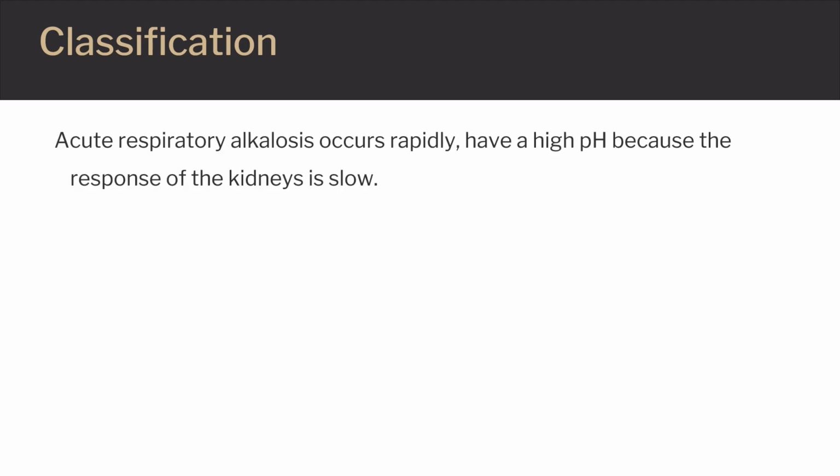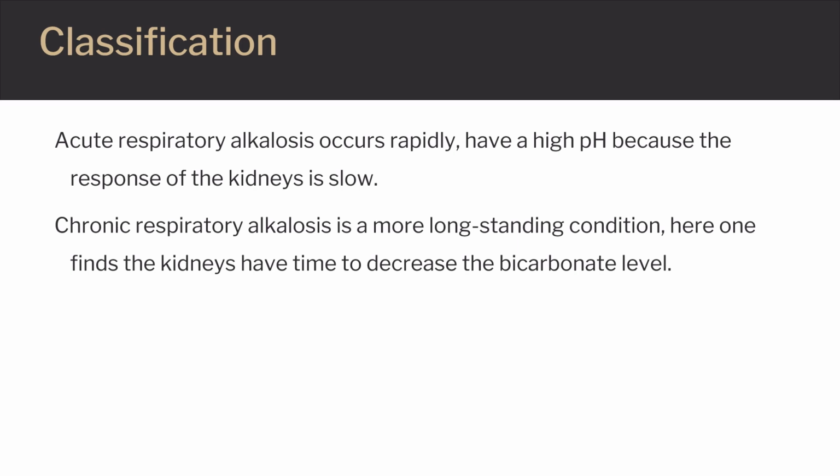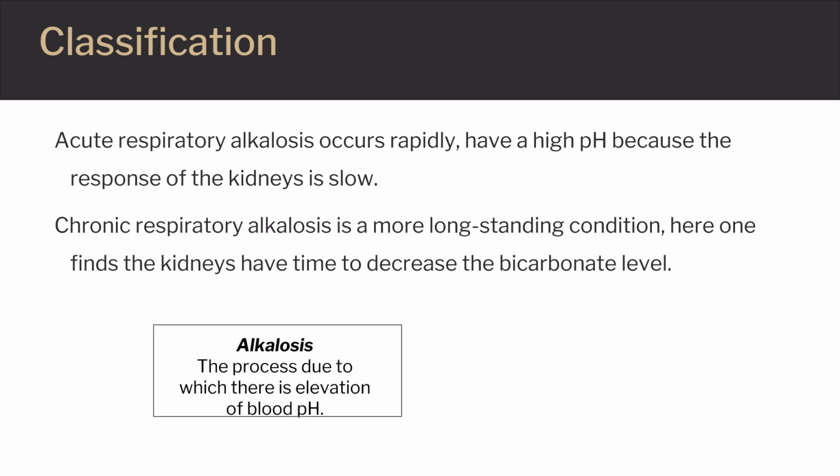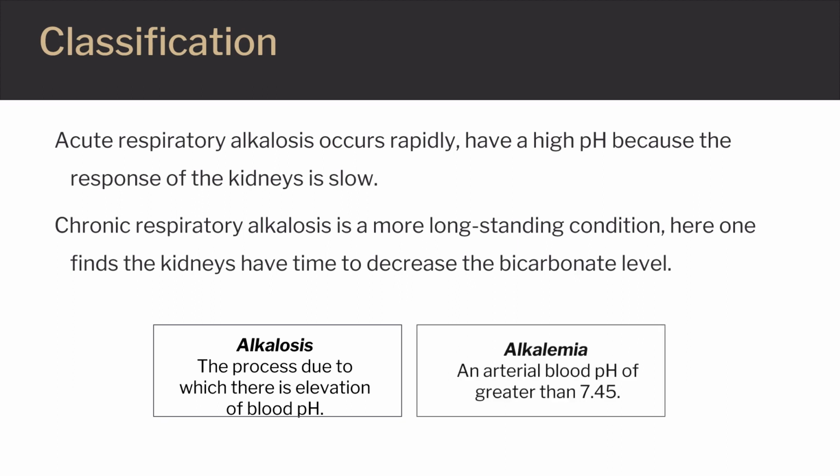There are two types of respiratory alkalosis: chronic and acute, as a result of the 3 to 5 day delay in kidney compensation of the abnormality. Acute respiratory alkalosis occurs rapidly and has a high pH because the response of the kidneys is slow. Chronic respiratory alkalosis is a more long-standing condition. Here, one finds the kidneys have time to decrease the bicarbonate level. Alkalosis refers to the process due to which there is elevation of blood pH. Alkalemia refers to an arterial blood pH of greater than 7.45.